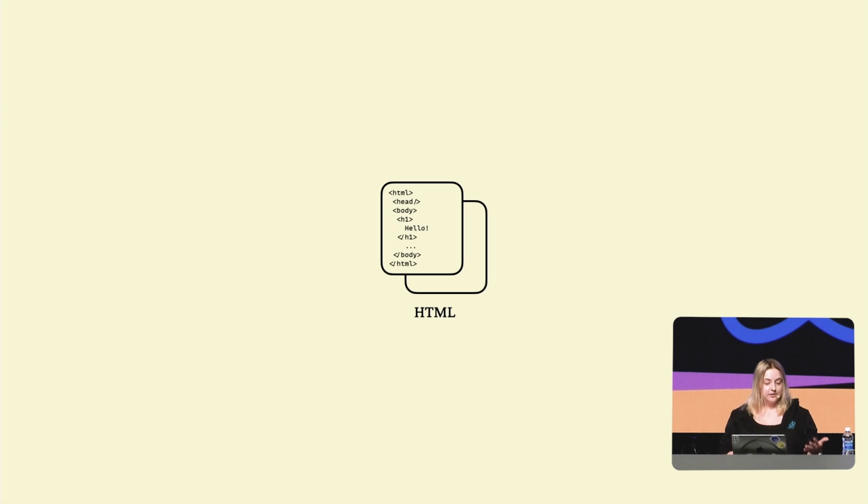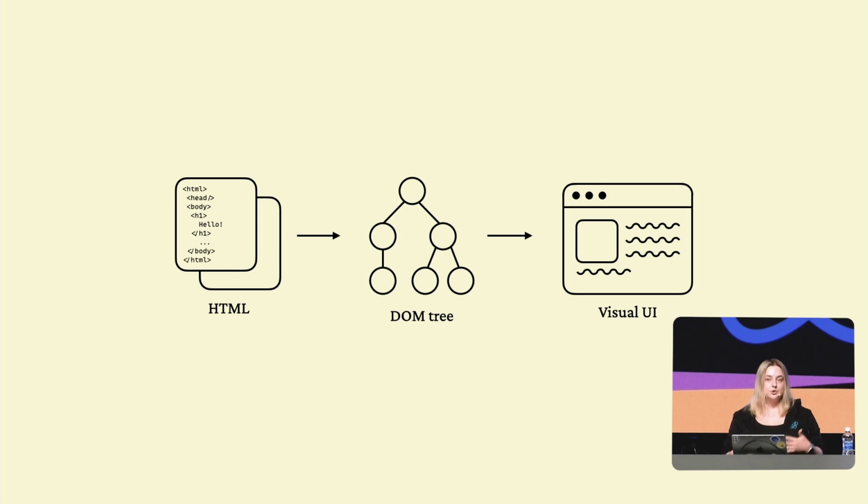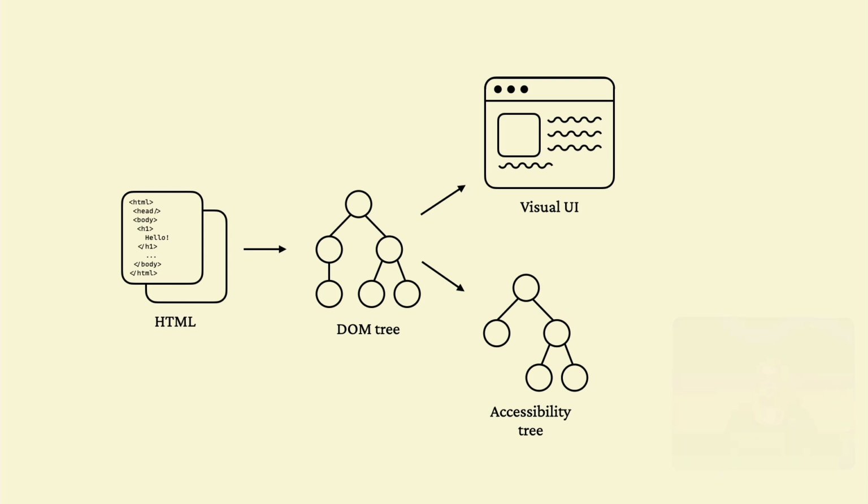When web pages get rendered, HTML is parsed by the browser and is transformed into a DOM tree, out of which the browser builds the visual UI that you can see and interact with. However, it doesn't end there. In parallel to this process, it also builds an accessibility tree, containing all important accessibility information about elements on the page, which then gets exposed to assistive technology like a screen reader and is used to navigate the page.